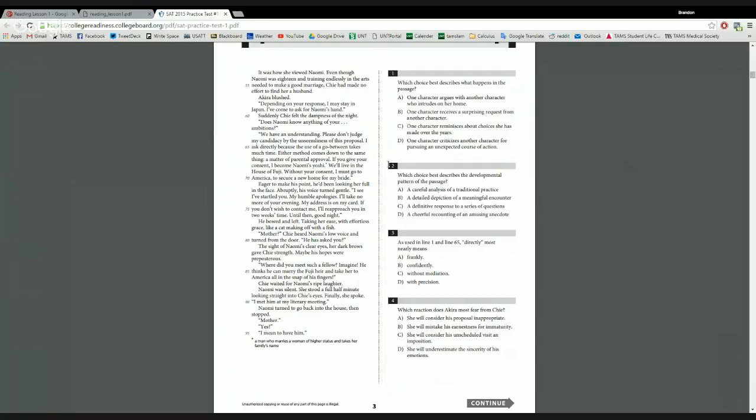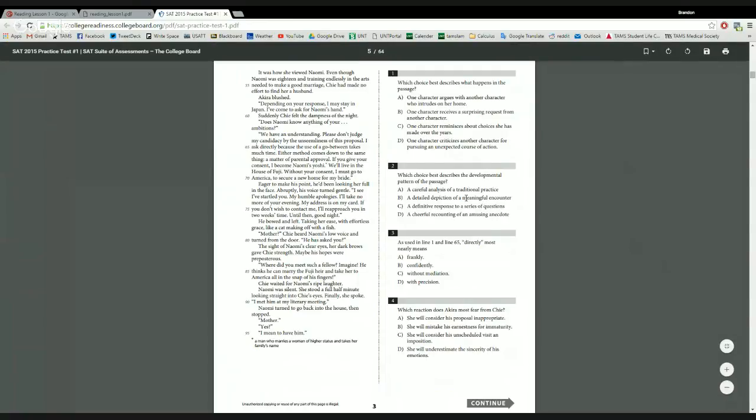B, a detailed depiction of a meaningful encounter. This is a depiction, and it also is an encounter that is meaningful. So we can't cross this out yet, and it seems like the correct answer.